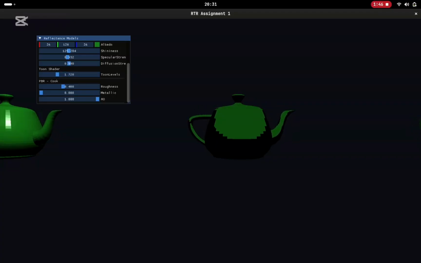These are the bands of the levels, and on increasing the levels, we can see how the different bands are growing, and we can see the cartoonish shade in the quantization.